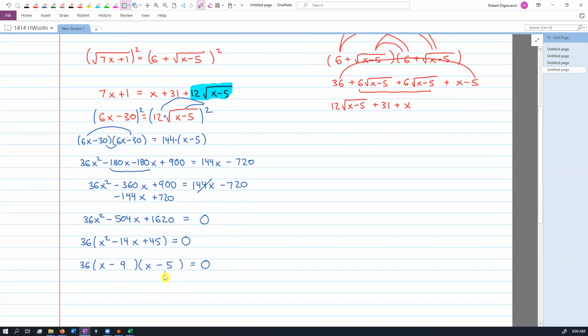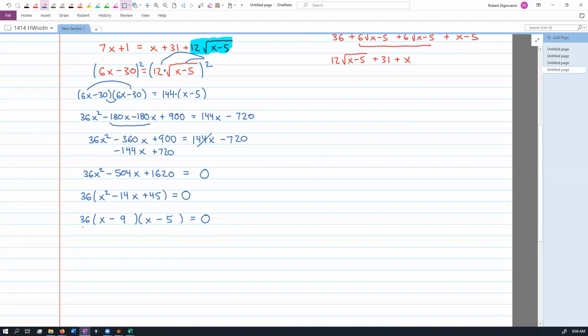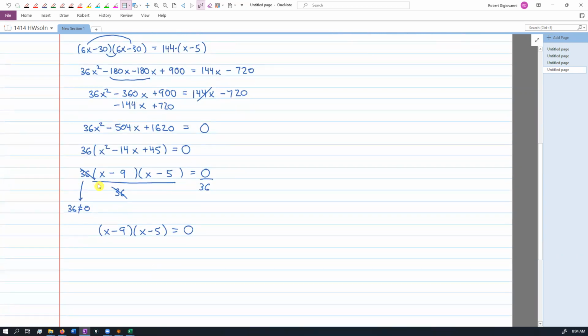So now we set each of these equal to 0. And a lot of times students wonder, what do you do with this? Well, we're asking ourselves, when is 36 equal to 0? And it's never equal to 0, so we can ignore it. Another way you can look at this is just divide both sides of the equation by 36. It goes away, and the right side's still 0. So all you're looking at are these factors. You can completely ignore this 36. It's not going to contribute any part of the answer. So we get two answers, 9 and 5.